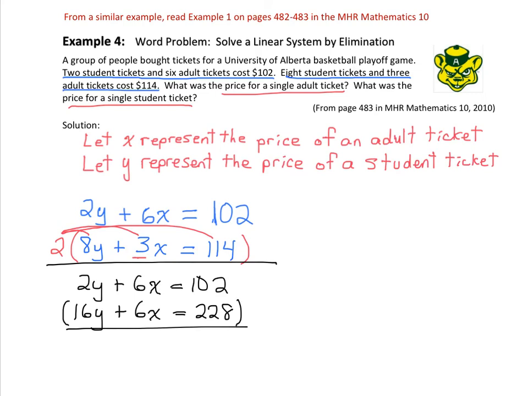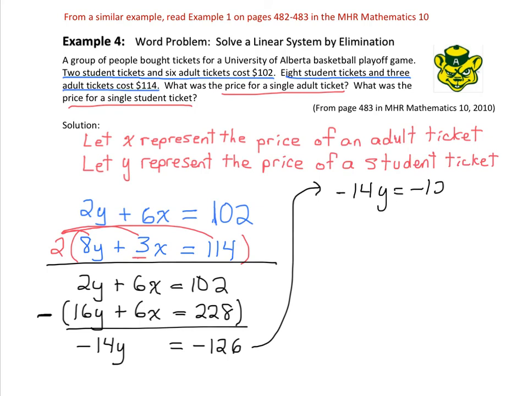And to eliminate the x variables, I'm going to have to subtract. So remember, you decide if you add or subtract. But we have to make sure we get 0 of one of the variables. So 2y minus 16y is negative 14y, and 6x minus 6x is 0 x. And so 102 minus 228 is negative 126. I'm just going to rewrite that up over here on the right. So I have negative 14y is equal to negative 126.